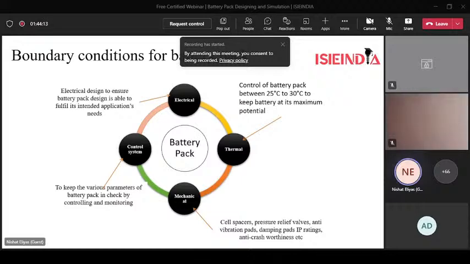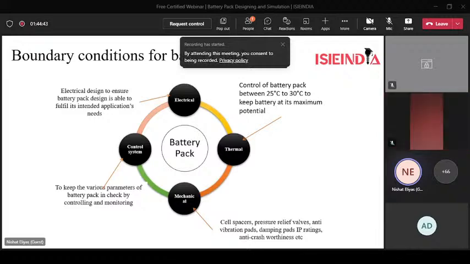The electrical design ensures how much current the battery pack will be delivering outside the battery. Electrical design is also necessary to ensure the least resistance and maximum capacity that can flow to the controller or to the motor.